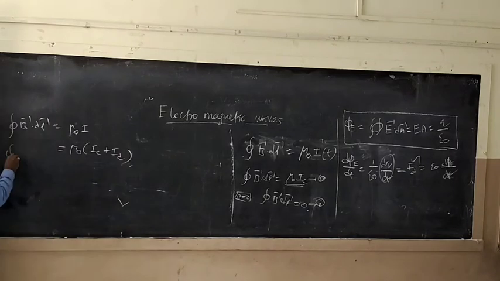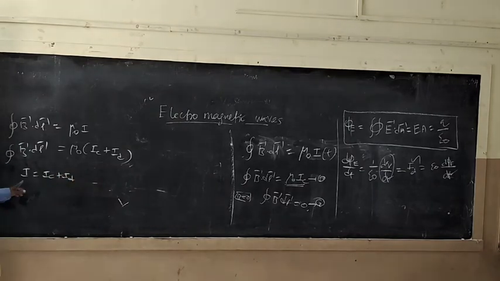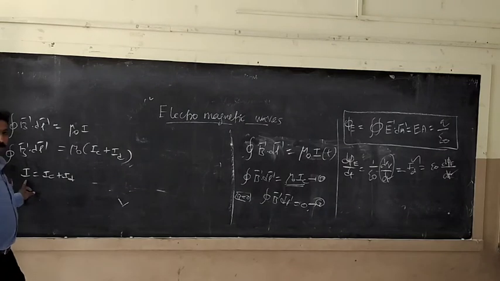So Maxwell modified the Ampere circuit law like this. Here I is equal to IC plus ID. I is the total current that encloses the closed loop, IC is the conduction current, and ID is the displacement current.